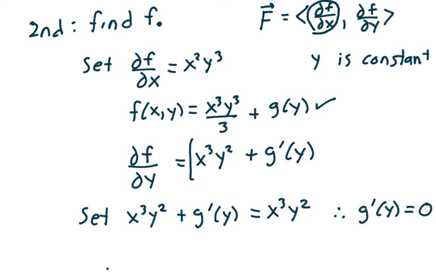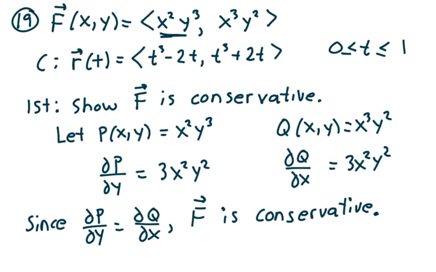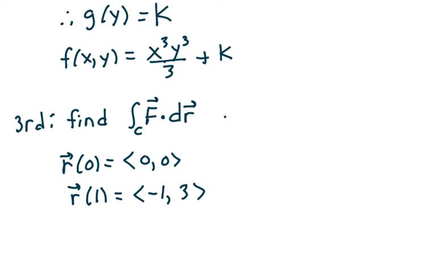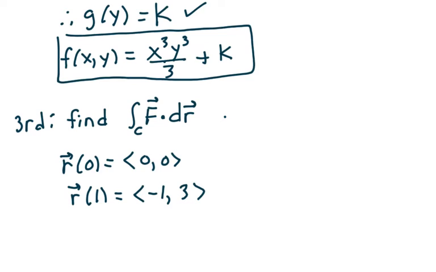So I'm going to set this expression equal to x cubed y squared because that's the second component. So that says g prime of y equals 0 because these terms cancel. And that says g of y equals k. And that says f of xy is equal to x cubed y cubed over 3 plus k.